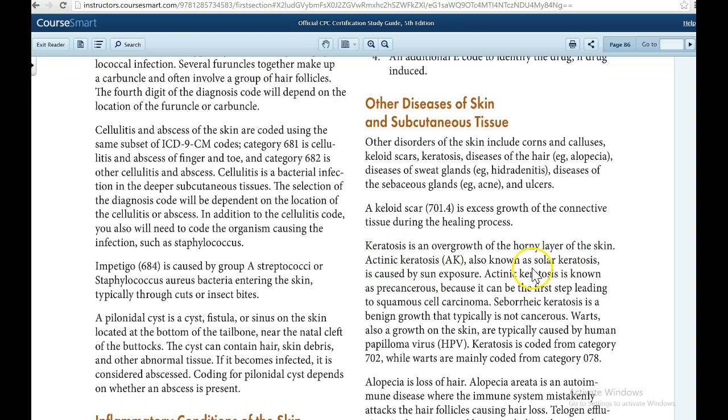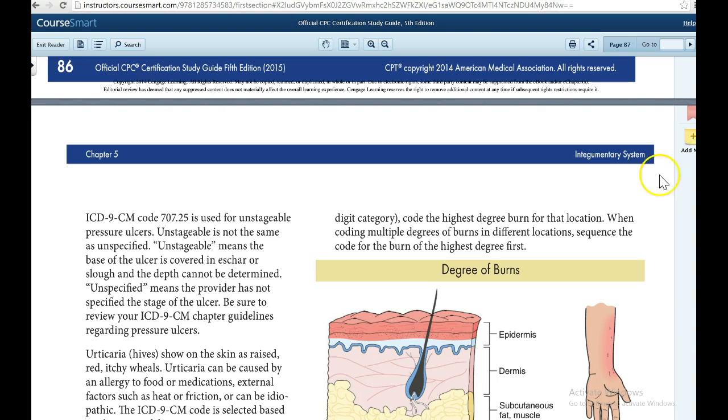Actinic keratosis is also known as keratosis caused by sun exposure. Actinic keratosis is also known as precancerous because it can be the first step leading to a squamous cell carcinoma. Seborrheic keratosis is a benign growth that is typically not cancerous, such as warts, which also grow on the skin and are typically caused by human papillomavirus or HPV. Keratosis is coded from category 702, while warts are mainly coded from category 078. That's some good little tidbits to remember, you all.